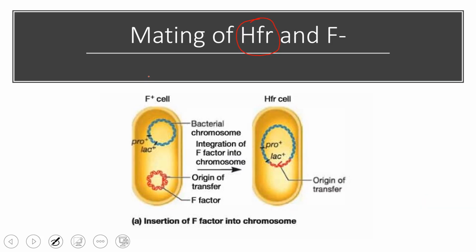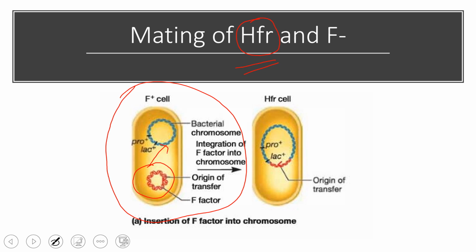But in the case of this Hfr, Hfr means high frequency recombinant, so it means that there is a higher probability of becoming the recombinant. So any bacteria can be recombinant at higher frequency, so this is called Hfr. If you see here, this is the F plus cells. At first this was the F plus cells, and what happens is that when these plasmids get integrated into the bacterial chromosomes, this is called the Hfr cells.